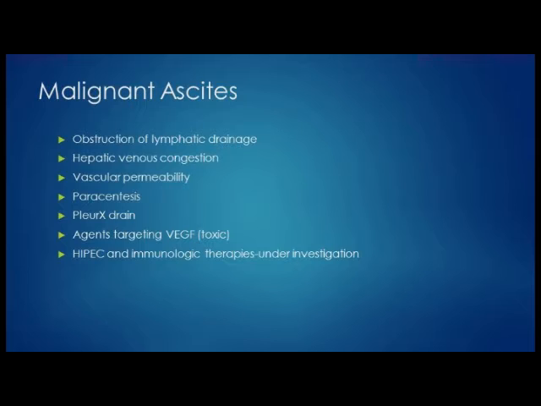Malignant ascites is also a challenging issue. It goes hand in hand sometimes with pleural effusions where they cause dyspnea, but malignant ascites is generally associated with an obstruction of lymphatic drainage, hepatic venous congestion, and the vascular permeability actually is changed. So some patients benefit from paracenteses, but if you feel the patient is getting repeat paracenteses, that can actually increase the risk of an infection. So some patients are actually considered for a PleurX drain.